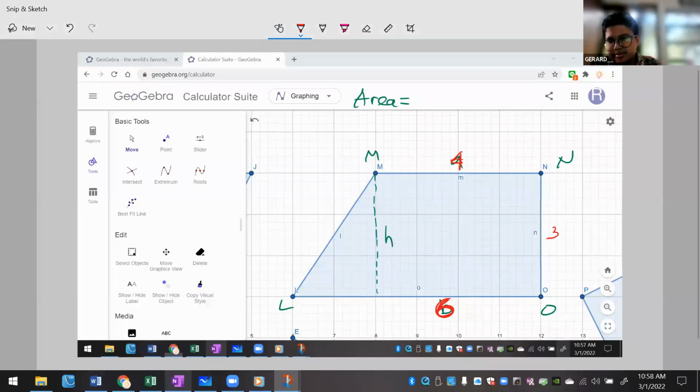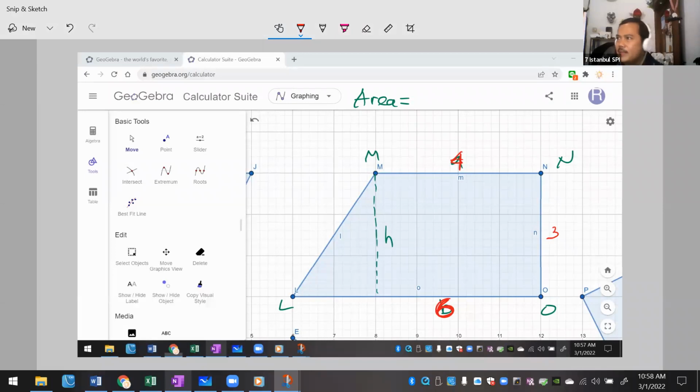Oh, ada chat nih. Oke, kata Darren katanya yang dihitung vertical height-nya Pak. Ini yang mana ya? Setengah kali A plus B dikali H. Iya, betul. Pak, izin off cam sebentar. Oh iya, itu bukan jawabannya. Izin, maaf. Salah baca.